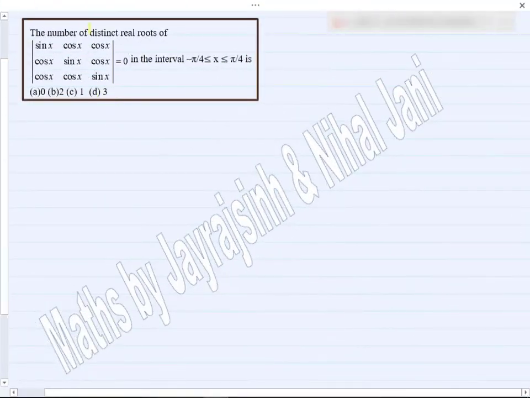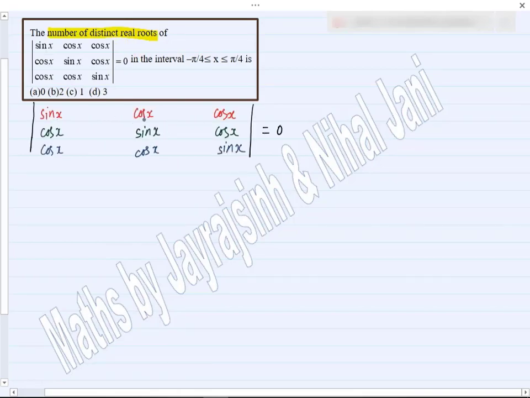In our next question, we have to find the number of distinct real roots of the determinant equation, a determinant containing sin and cos equal to 0 in the interval of minus pi by 4 to pi by 4. In the determinant, we have two different trigonometric terms, sin and cos, right? So it will be a little difficult to handle them, right? So let's convert into the tans, okay?